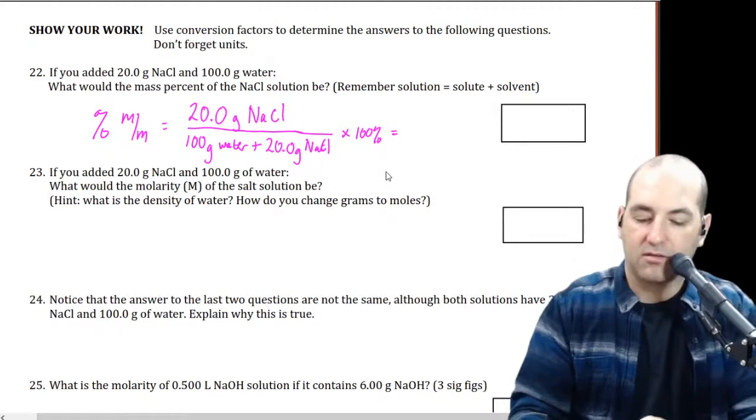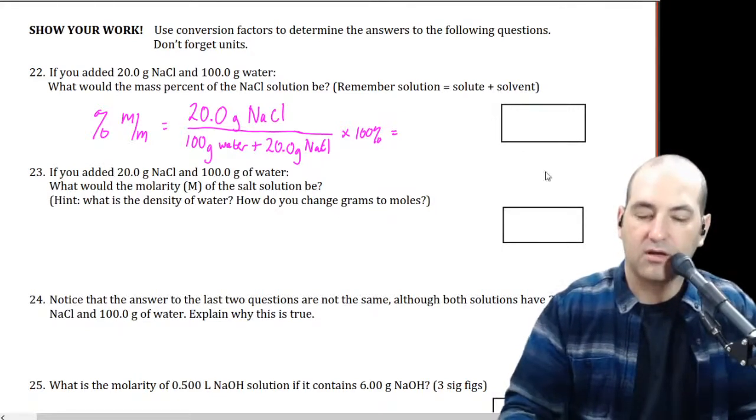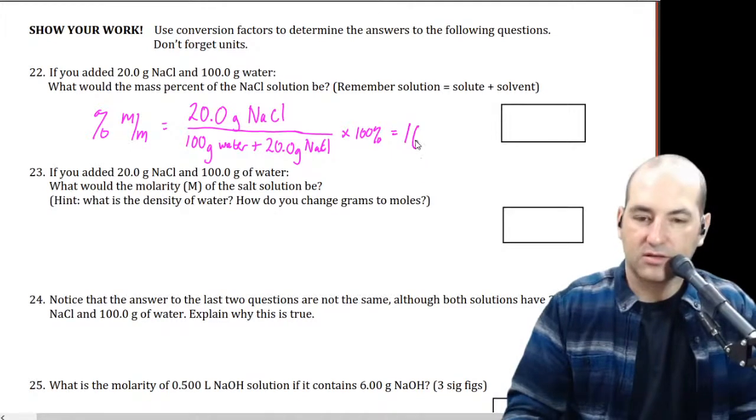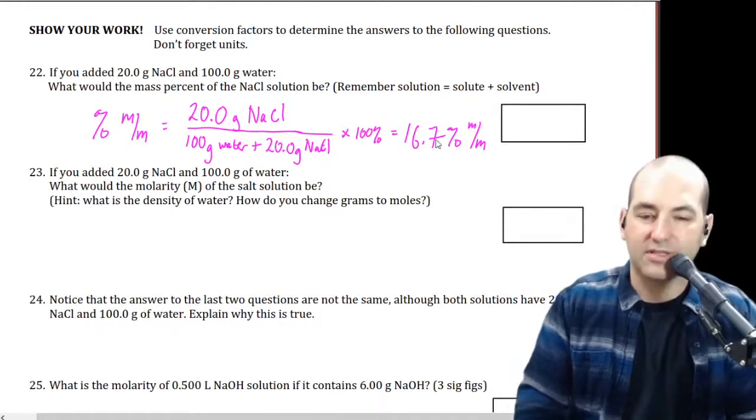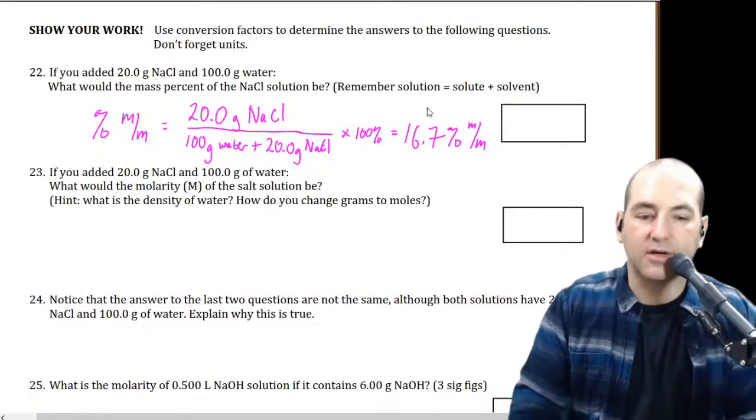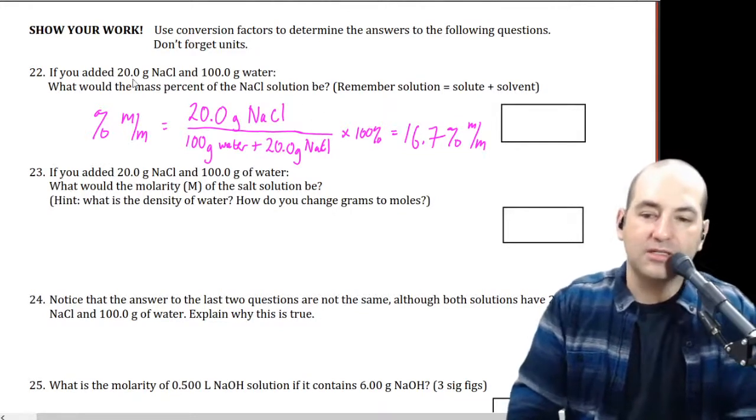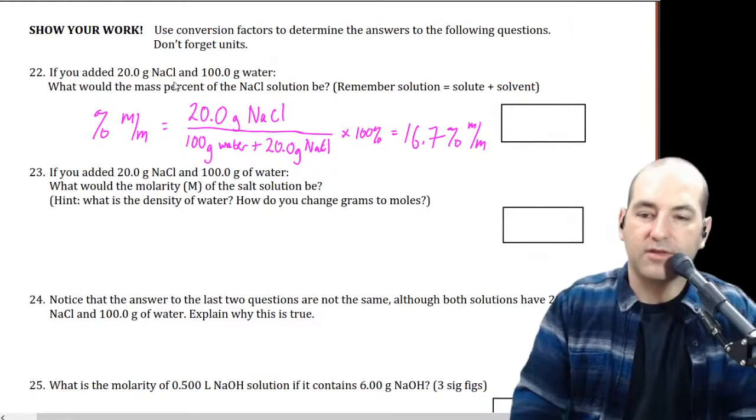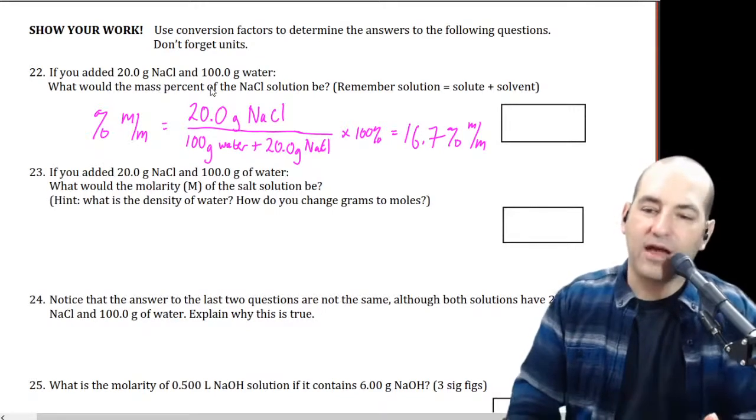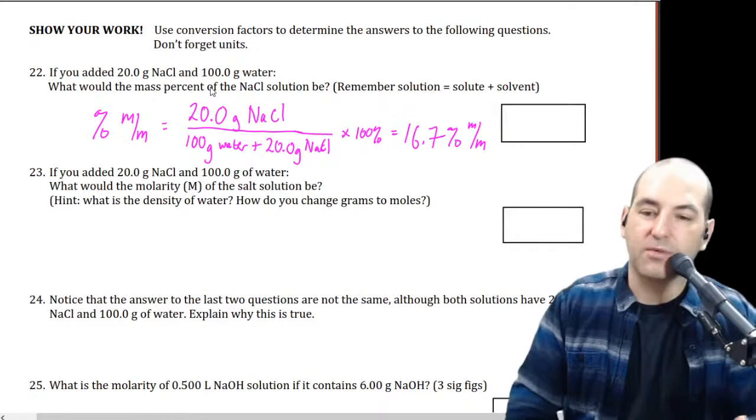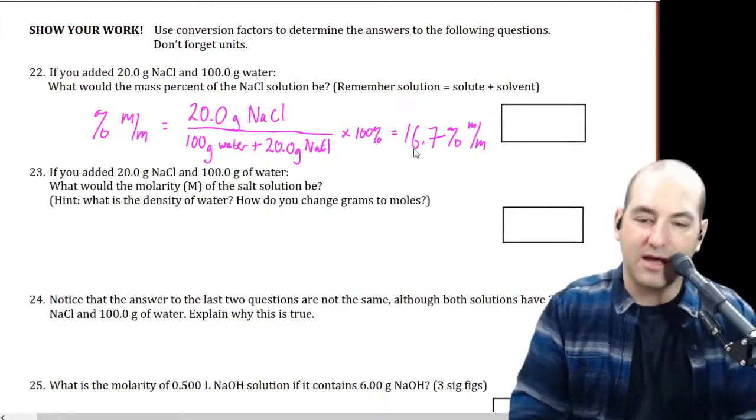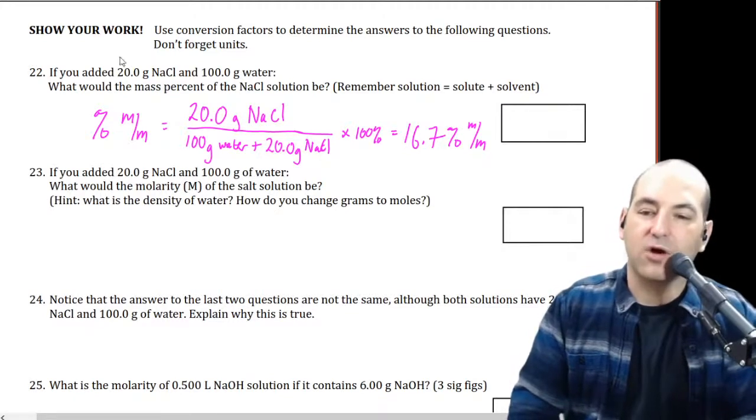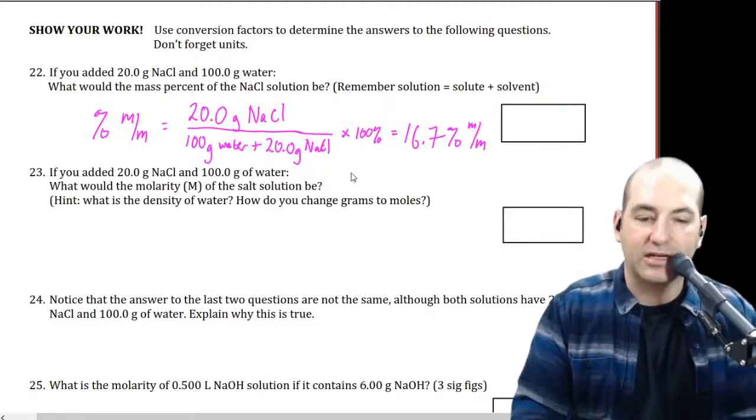So then we have 20 divided by 120, and that gives us 16.7%. So we would describe this solution as 16.7% by mass. All right. And the tricky thing about that is when you see these nice even numbers, 20 grams of this and 100 grams of water, you look at that and you kind of think, oh, well, that must be a 20% solution. But it's not. It's a 16.7% solution by mass because we're talking about the total mass of the solution on the bottom, not just the mass of the solvent.